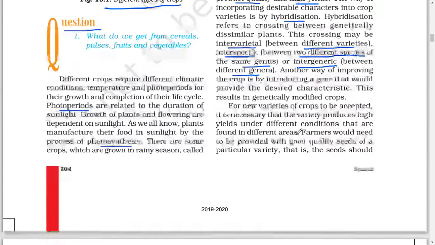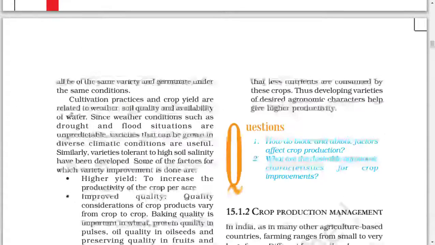For new varieties of crops to be accepted, it is necessary that the variety produces high yield under different conditions that are found in different areas. Farmers would need to be provided with good quality seeds of a particular variety. That is, the seeds should all be of the same variety and germinate under the same conditions.